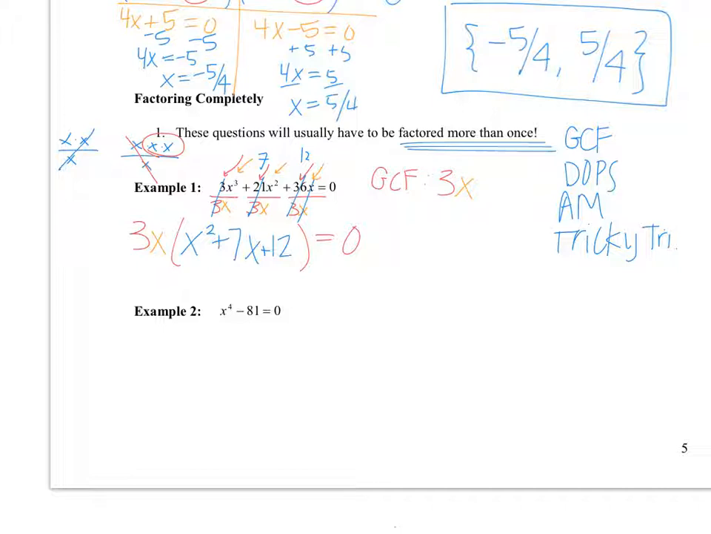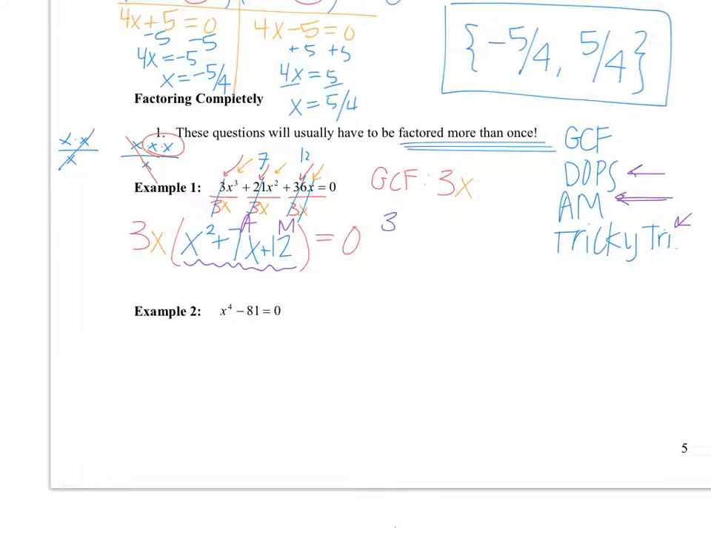But guess what? This is the coolest thing in the world, at least for somebody that loves math like me. I get to factor again by add multiply, because now this middle piece here can be factored further. It's not DOPS because it's not the difference of perfect squares, and it's not a tricky try because there's no number in front, but it is certainly add multiply.